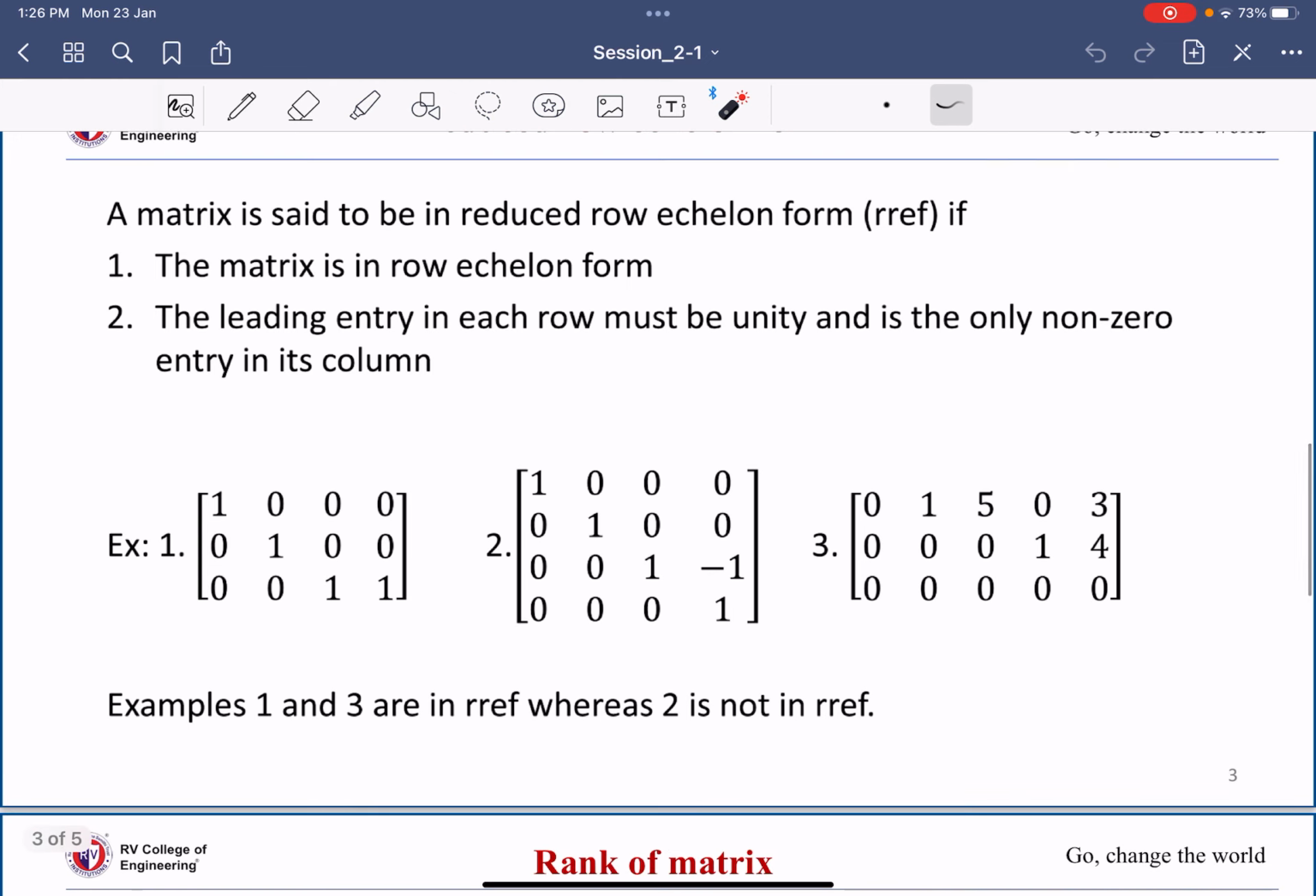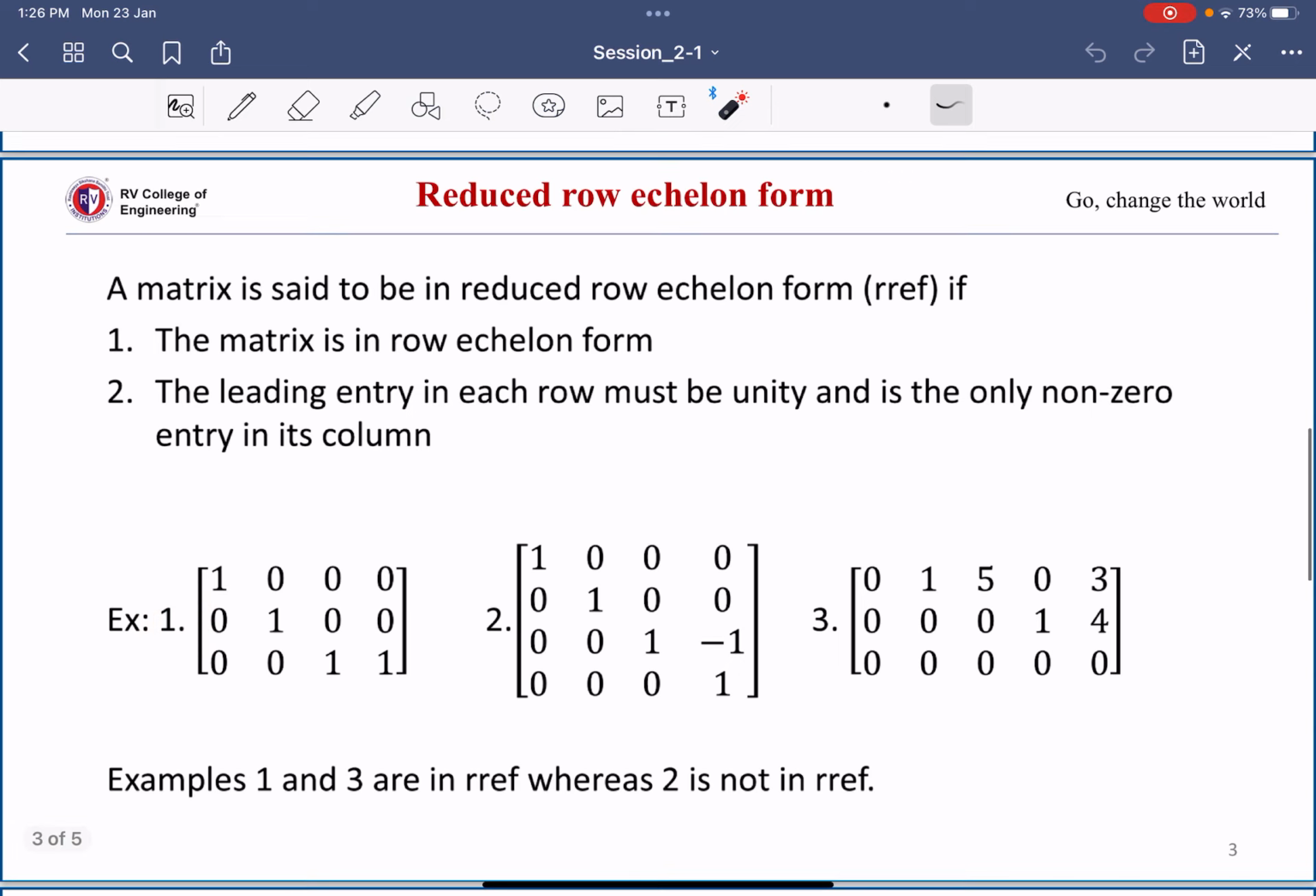Let us look at a few examples. Let us look at example 1. The best example for a reduced row echelon form of a matrix is the identity matrix of order 3 cross 3.